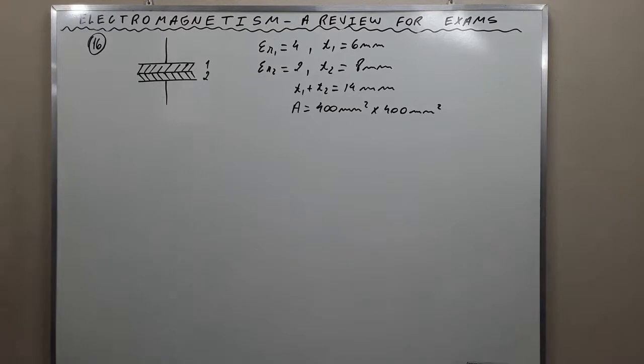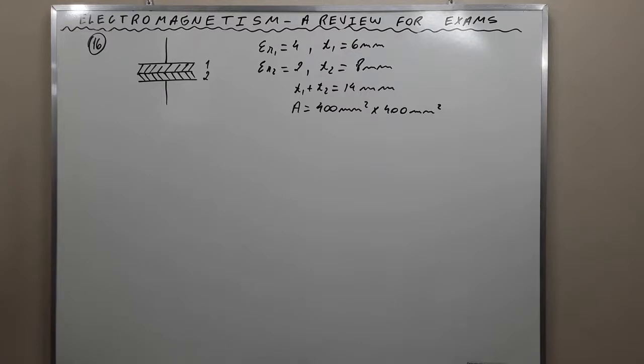Exercise 16. A parallel plate capacitor is made of two square metal plates of 400 millimeter size. The 14 millimeter space between the plates is filled with two layers of dielectrics of relative permittivity 4 for dielectric 1 and 2 for dielectric 2. And their thicknesses are 6 millimeters for dielectric 1 and 8 millimeters for dielectric 2. And with this data, the exercise wants us to calculate the capacitance of this capacitor.